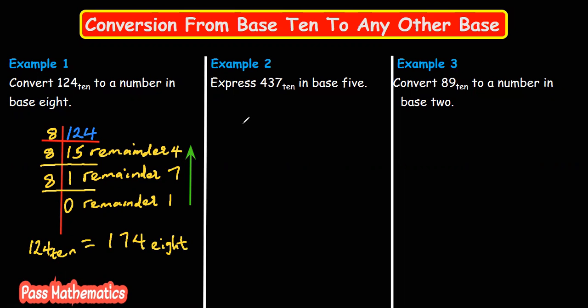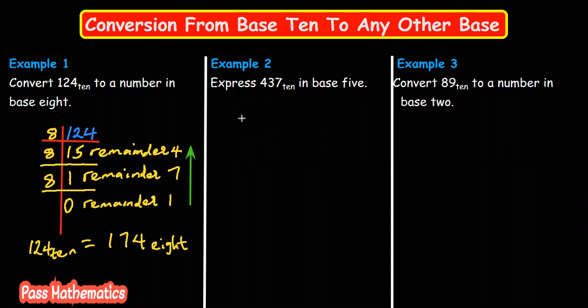Okay, let's take the second example. Example 2 says express 437 in base 10 in base 5. So we do the same thing that we did in example 1. We are going to divide this successively by 5.